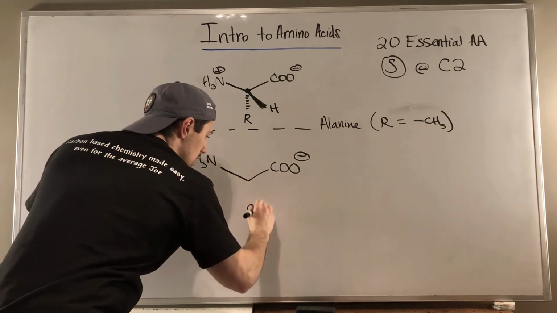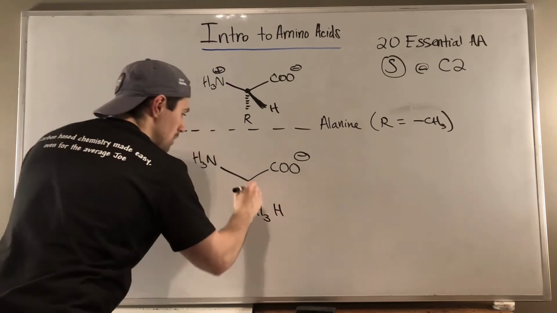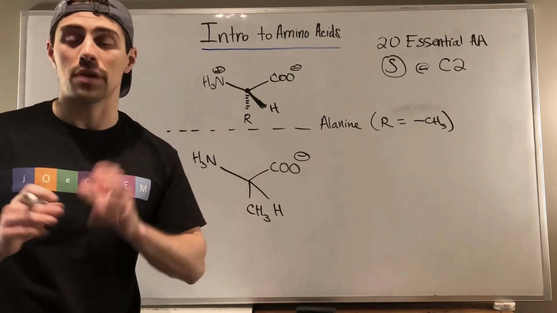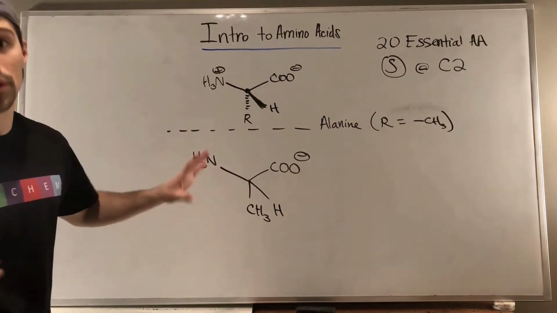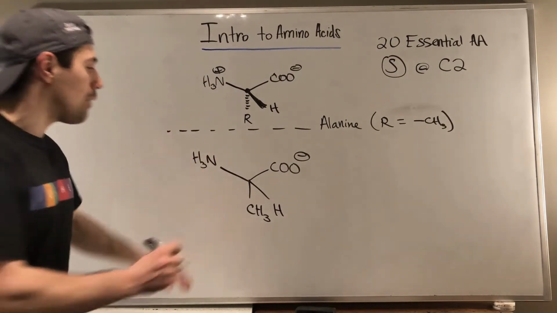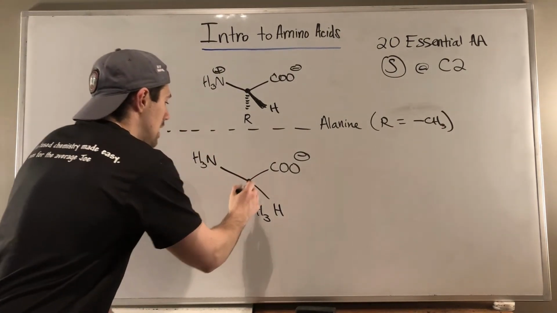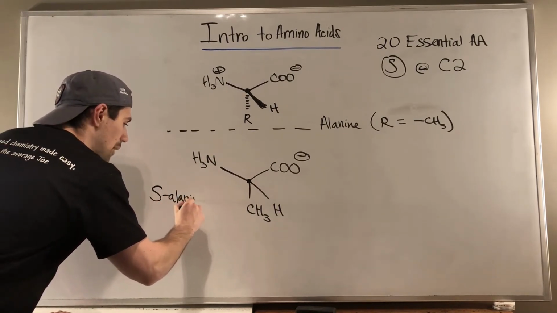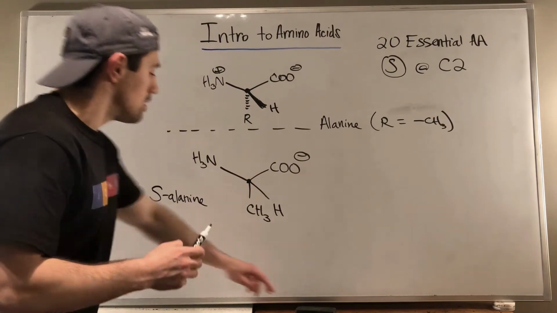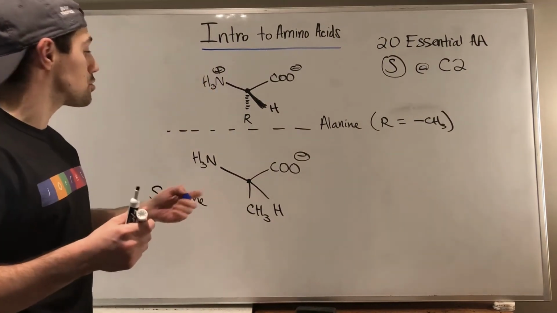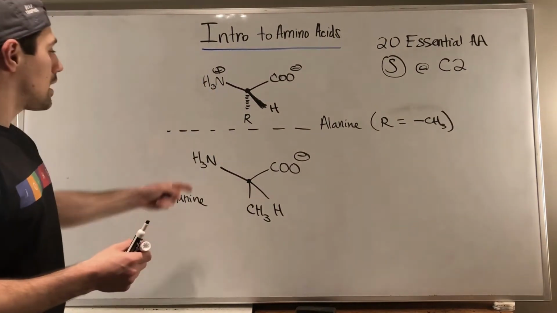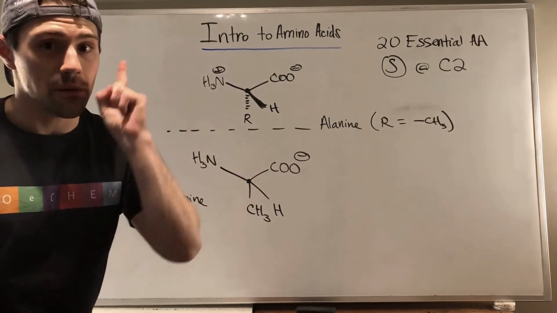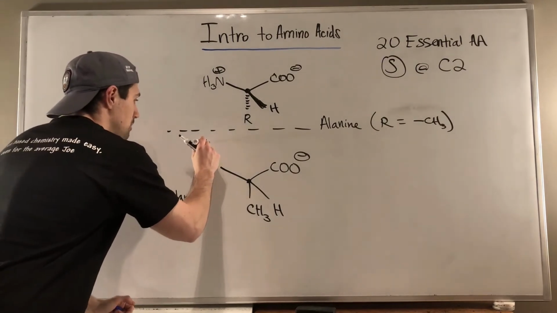so let's say right here, I'm going to connect these, but I have not drawn any wedges or dashes, right? So I've not depicted any stereochemistry here. So how can I appropriately show, if I wanted to show that this is S-alanine, how can I show that? Well, when you do stereochemistry assigning with amino acids, your first priority group is always, take this to the bank, going to be the nitrogen.